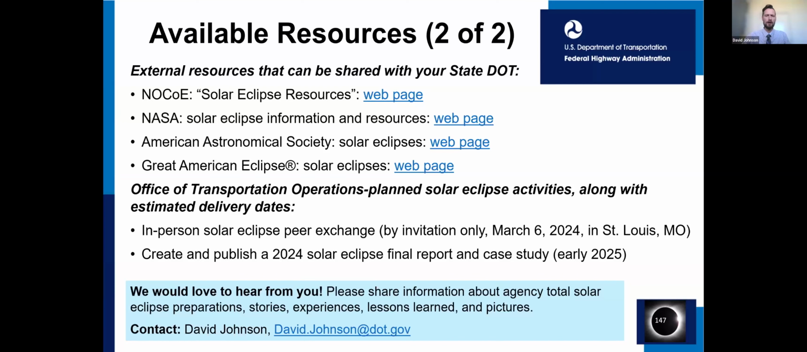A little bit on our side, we will be doing an in-person solar eclipse peer exchange. It is by invitation only. For those who already know about it, you've already been invited. But that'll be taking place on March 6th in St. Louis. That's not to say that all of you who have been a part of the webinar can't participate. In particular, we're going to be building out a 2024 solar eclipse final report and case study. Those will probably be published in early 2025.